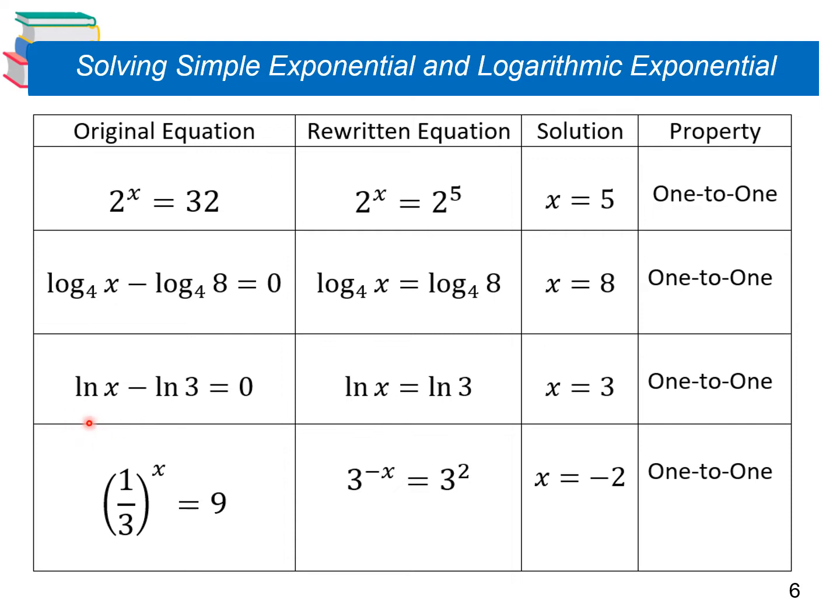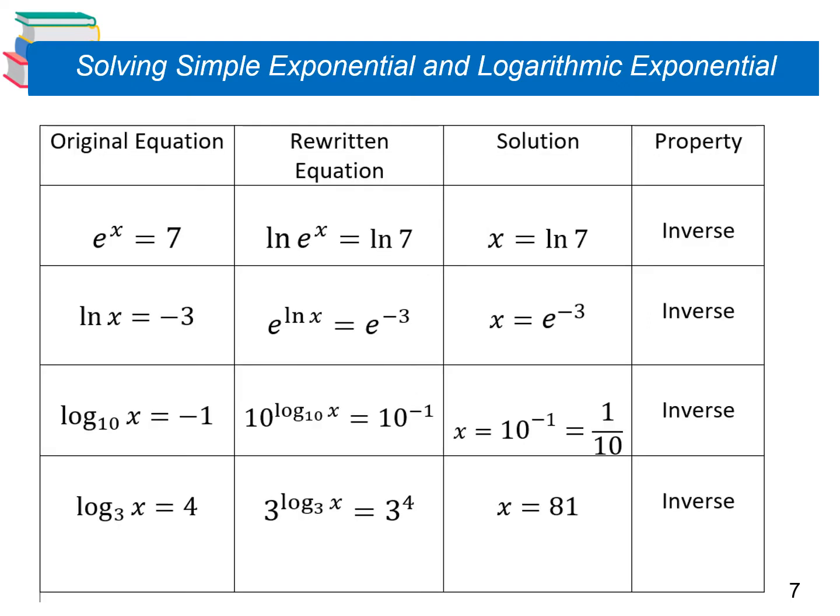Then we also have ln x minus ln 3 equals 0. In here, we can transpose. So ln x equals ln 3. The solution is x equals 3. So still we are under one-to-one property. And the last one, 1/3 raised to x equals 9. For the rewritten equation, we have 3 to the negative x equals 3 squared. From here, the solution is x equals negative 2. It is still under one-to-one property.